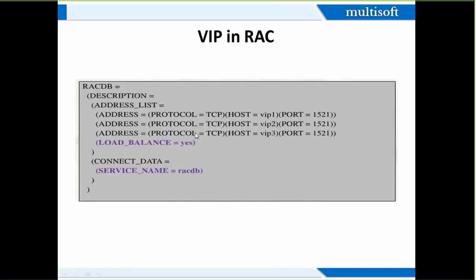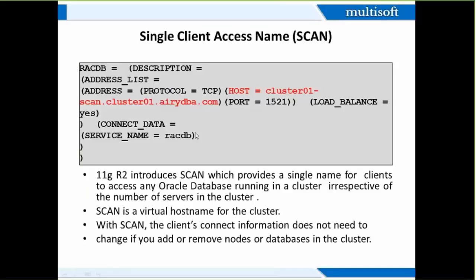So in 11g R2, there is a new concept introduced that is called SCAN name, which provides a single name for clients to access any Oracle database running on a cluster, irrespective of the number of servers. Means when a user is connecting, users do not know which node they are going to connect to. That user will connect to this particular SCAN name. This is a single host name for the cluster.